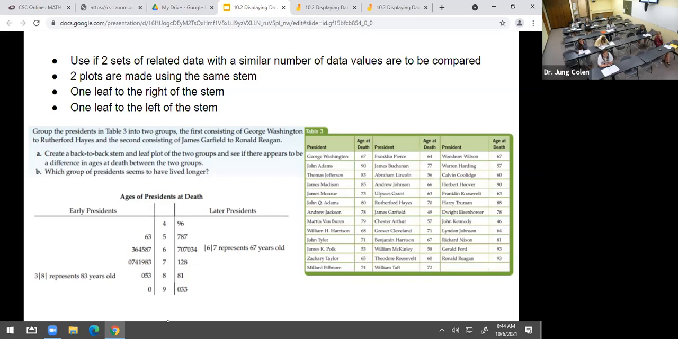So questions like this, I don't like them. But you need to show some data for why you think that way. Okay? So yeah, I think either one is valid. What do you think? What's your idea? Which group do you think lived longer? Earlier group or later group?